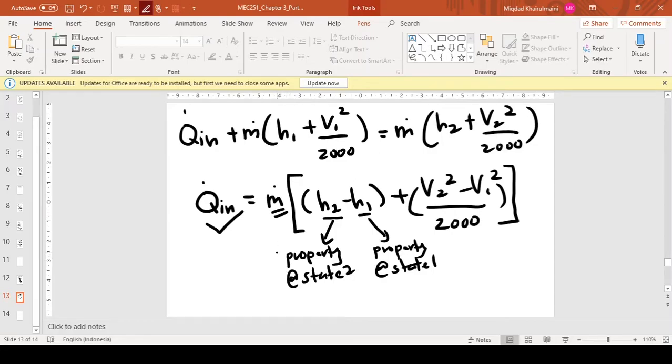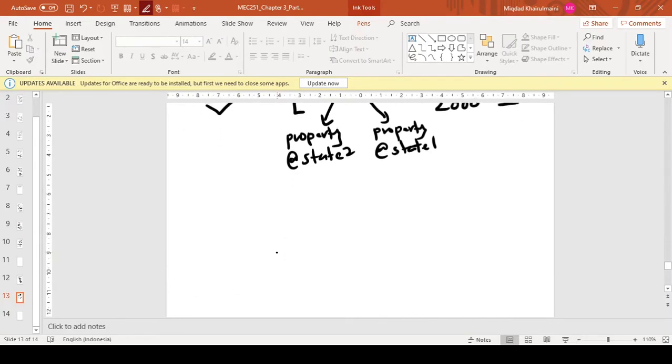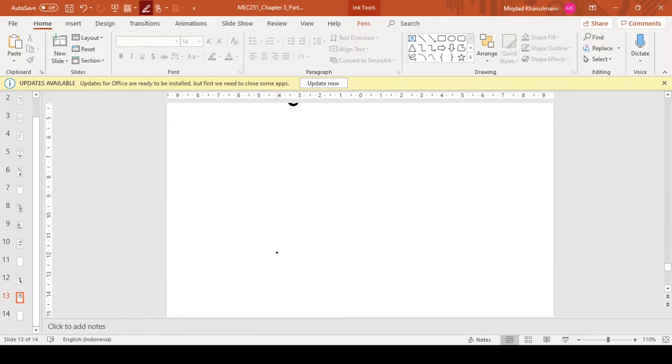Okay, so next is step 3. For step 3, we try to find the required properties. So we start with state 1. At state 1, we know the temperature, 22 degrees Celsius. We know the phase is saturated vapor.